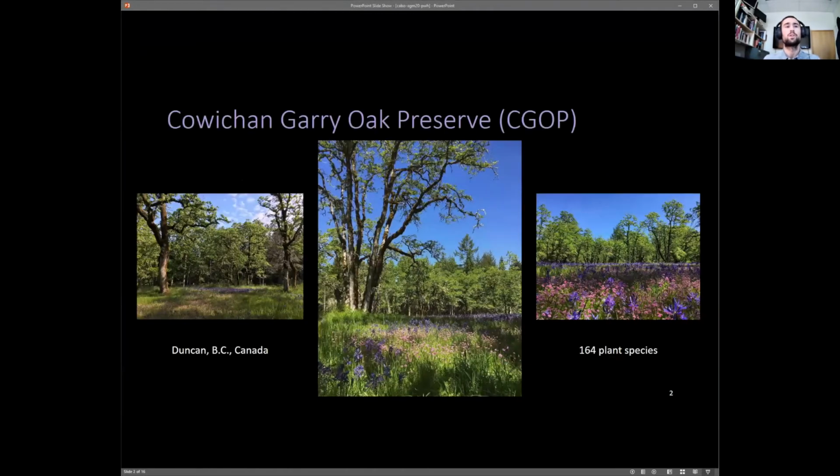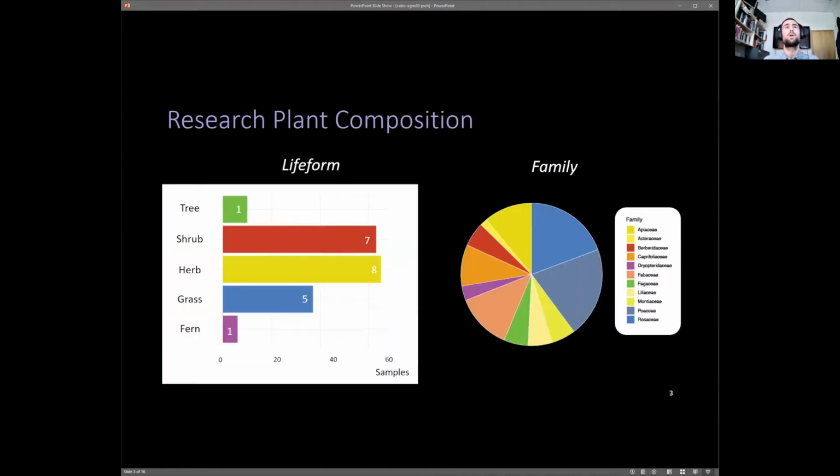So just a reminder of the site that I work out of. It is the Cowichan Garry Oak Preserve located on Vancouver Island, near the city of Duncan. It is owned and operated by the Nature Conservancy of Canada, and according to them, there are 164 plant species present on site. Of those 164 plant species, we've only sampled 22, and they cover a variety of life forms and families.